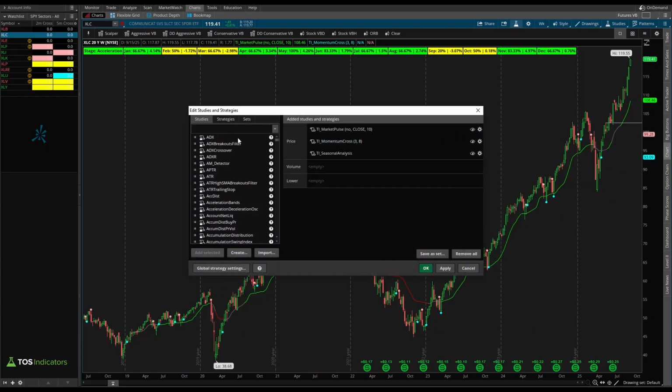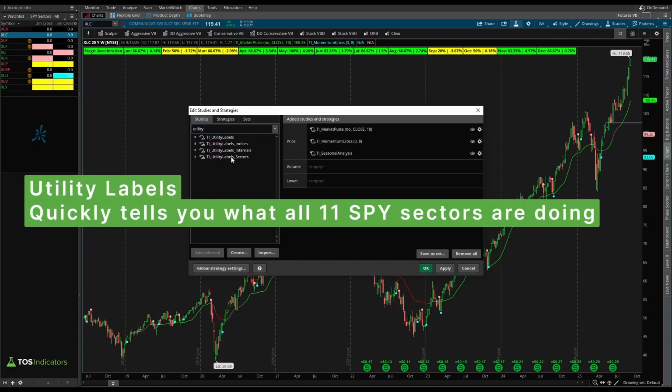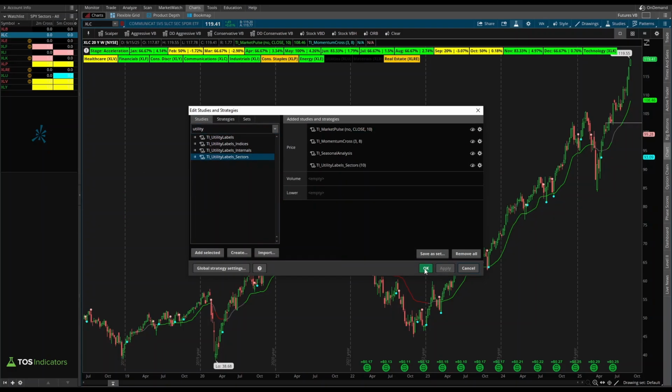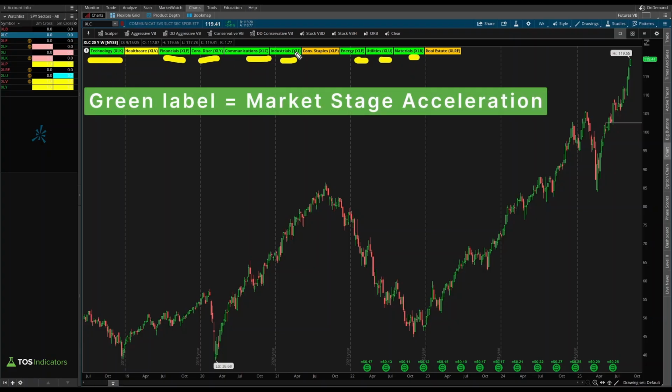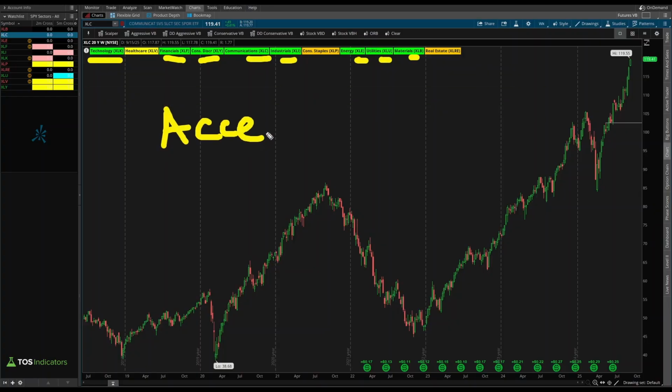So let's start first with loading on the last indicator that you don't see right now, which is our utility labels indicator. I'm going to load in utility label sectors. This is a way to very quickly gauge which sectors are in a stage of acceleration versus a stage of deceleration. Now, as we see, XLK, XLF, XLY, XLC, XLI, XLE, XLU, and XLB all have this green label. That tells us they're all currently in a market stage of acceleration.